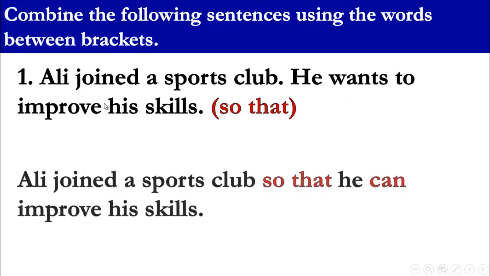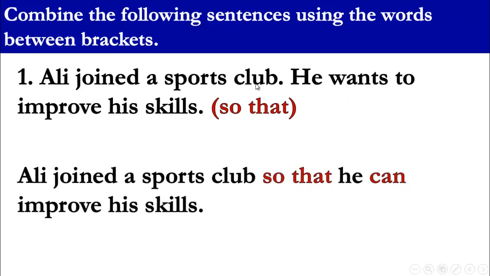So the sentence here, Ali joined a sports club. You are going to write the first sentence the same. Don't change anything in it. Remove the full stop and write what? So that he, look at this verb here, wants. So you're going to write what? Can. Remove wants to, as we have said, and complete your sentence. Improve his skills. So Ali joined a sports club so that he can improve his skills. Excellent.